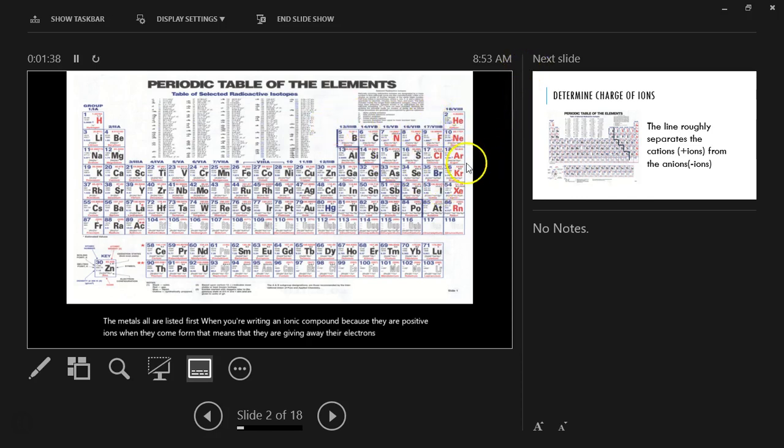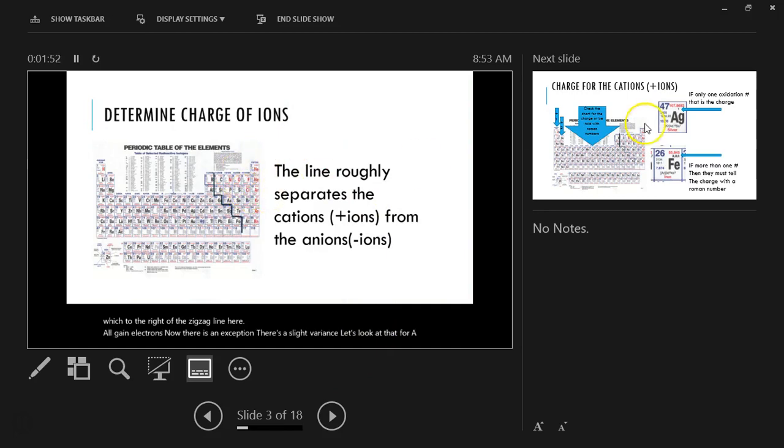The nonmetals, which are to the right of the zigzag line here, all gain electrons. Now, there is an exception. There's a slight variance. Let's look at that for a second. Boron actually is on the wrong side of the zigzag line for your ions. Another way you can look at it is it depends on whether it's easier to get to the number 8 by giving away the electrons in that energy level, or taking in electrons. So the halfway point is carbon and silicon.